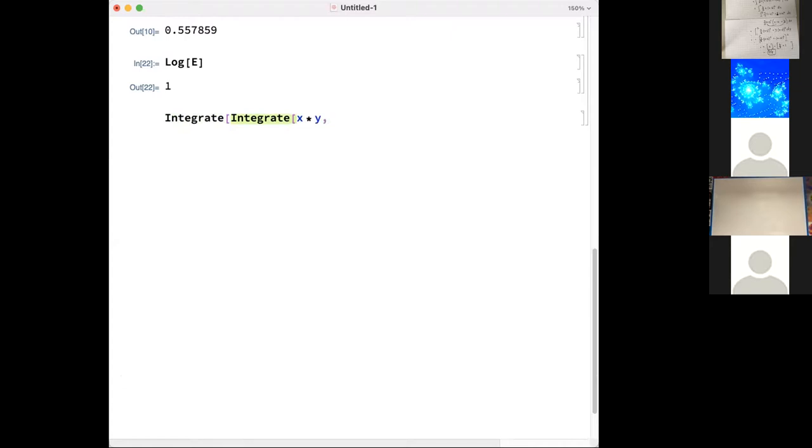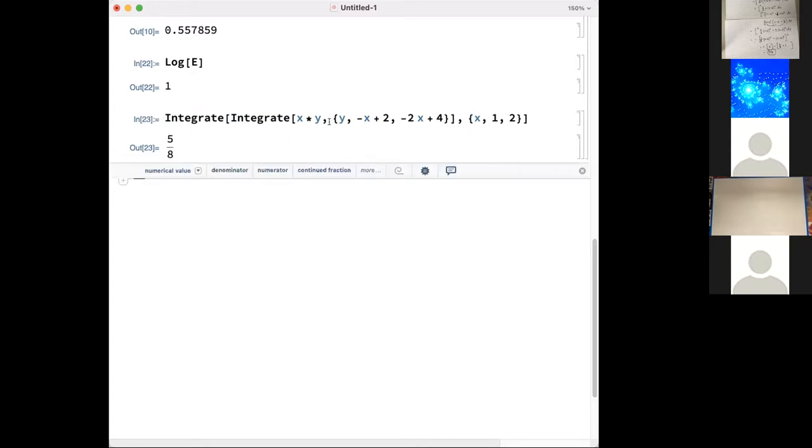And the first integral, the inside integral, I want to check if Mathematica likes this order of integration: y from minus x plus 2 to minus 2x plus 4. That's my inner integral. Close the inner integral. Now close the outer integral, x from 0 to 2. No, it's from 1 to 2, excuse me. And evaluate: 5/8. Notice that was an instant evaluation. So Mathematica didn't have to fumble with any funny log formulas.